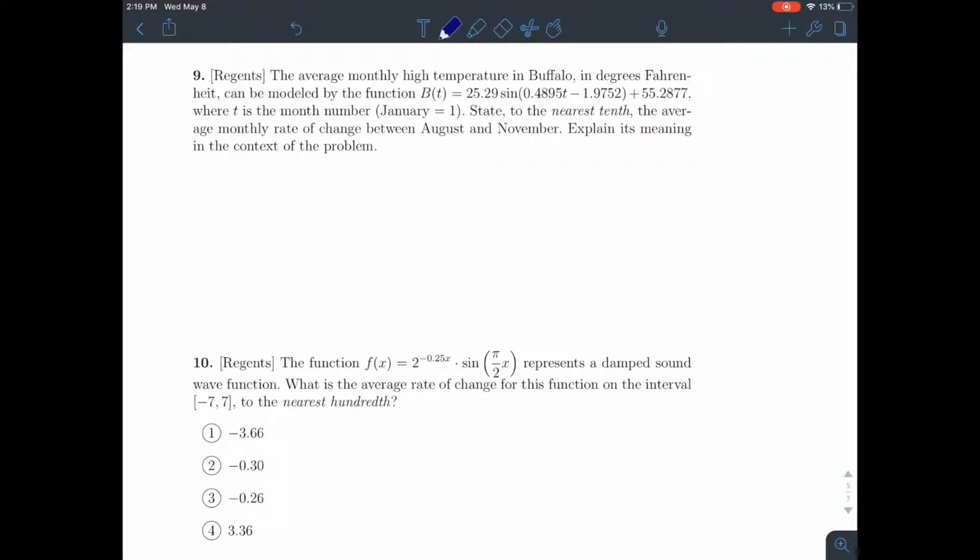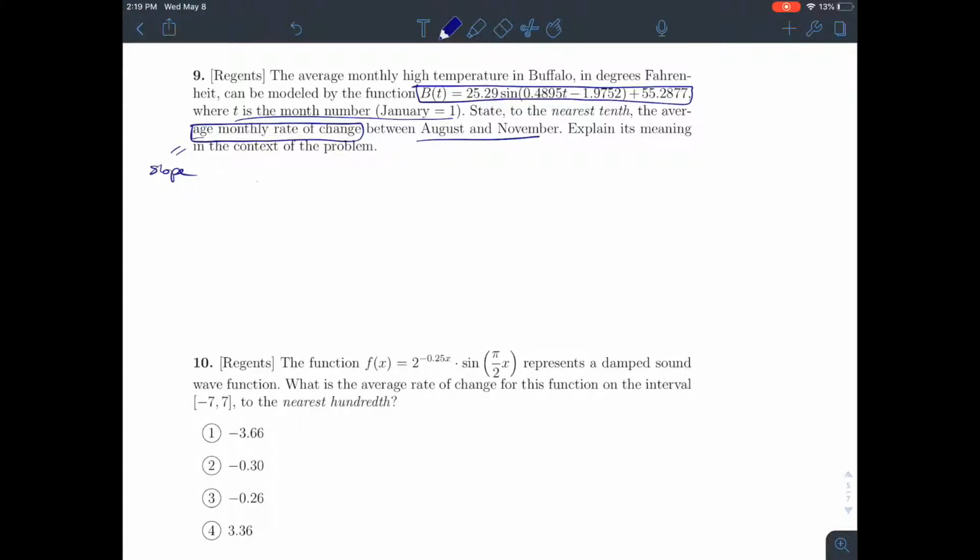So the average monthly temperature in Buffalo in degrees Fahrenheit can be modeled by this function. And this problem is a regions problem. I'm not sure why they're doing this with the decimals other than to make sure that we have really good calculator skills, where t is the month number. To state to the nearest tenth the average monthly rate of change. Hey, average monthly rate of change. That's the same thing as the slope between August and November. Explain its meaning in the context of the problem.